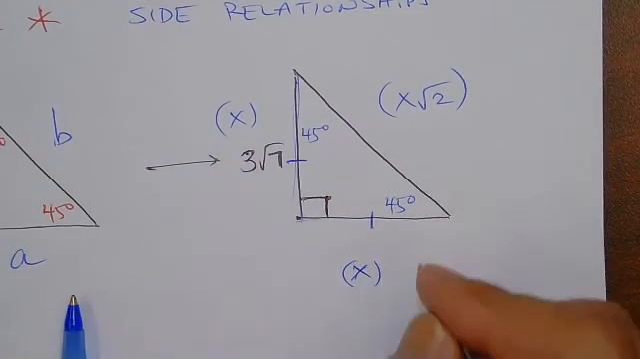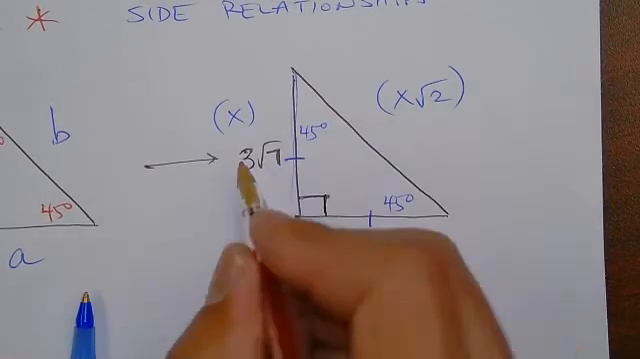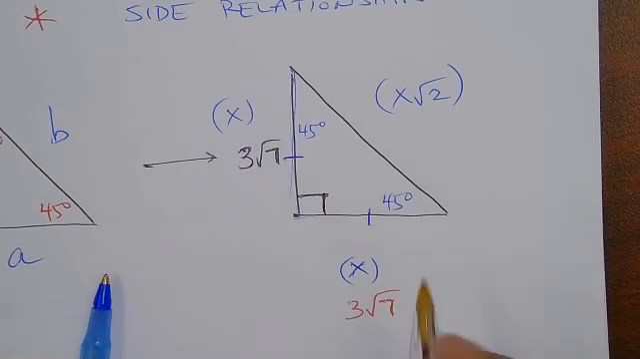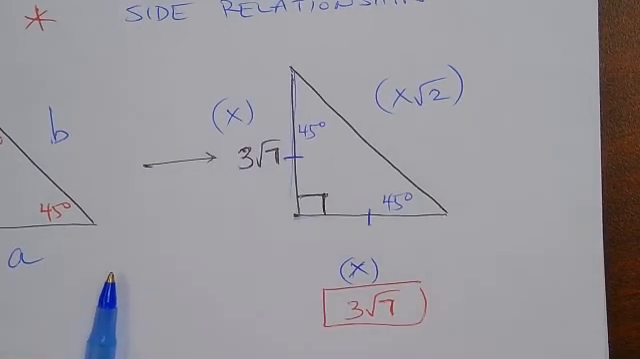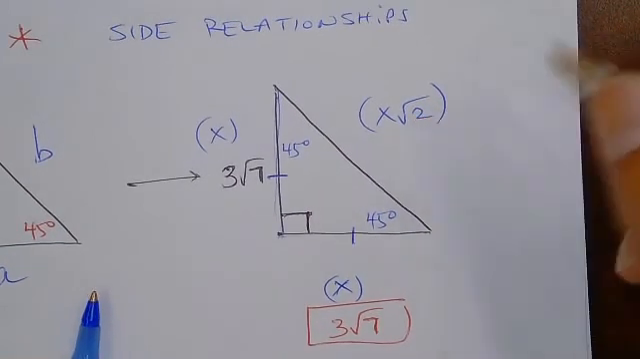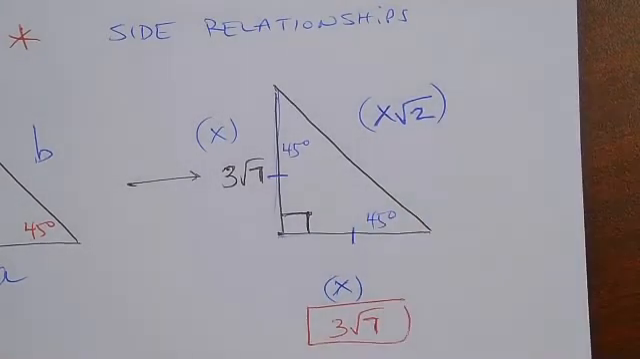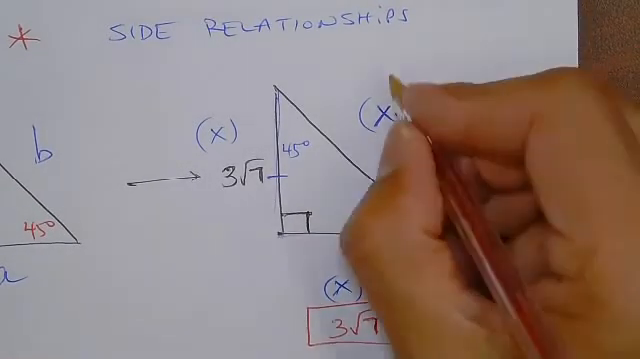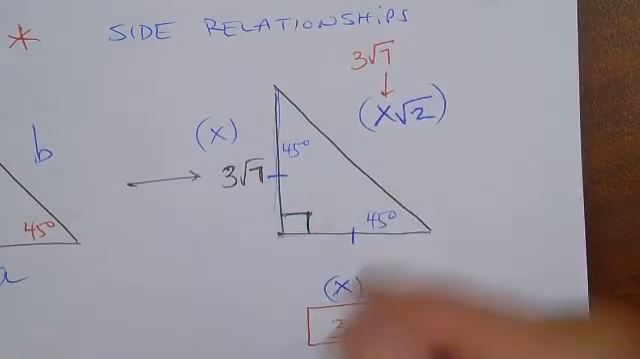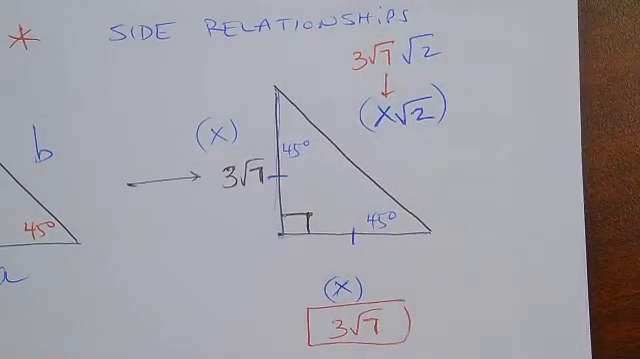What are you going to write for this one? 3 root 7. This one's also 3 root 7, because according to this, X is equal to 3 root 7. That's your value of X. So if that's X, this one's also X, this one's also 3 root 7. That's the side. But what are you going to put for this one? This one says X times root 2, right? Because that's how the hypotenuse has to be. So this is going to be what? It's going to be 3 root 7, right? Because that's X times what? Square root of 2.